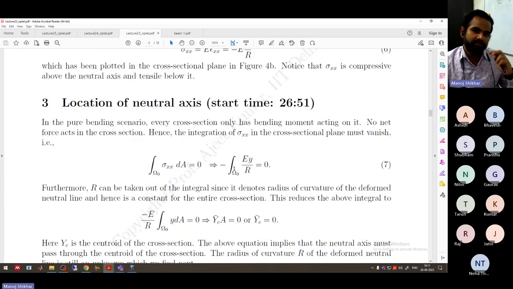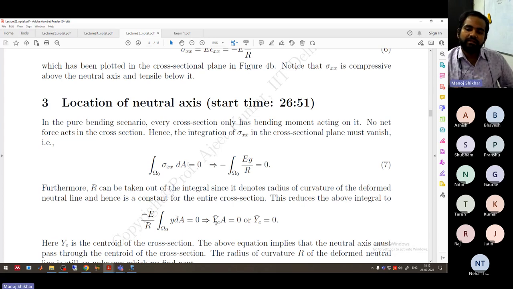Till now, we don't know the actual location of the neutral axis. To find that, since there is no axial force in the body in this case, we integrated sigma xx over the area and found the axial force in the x direction. We equated it to 0. Here there should be a y dA. So from there, we found that the integral of y dA over the area is 0.